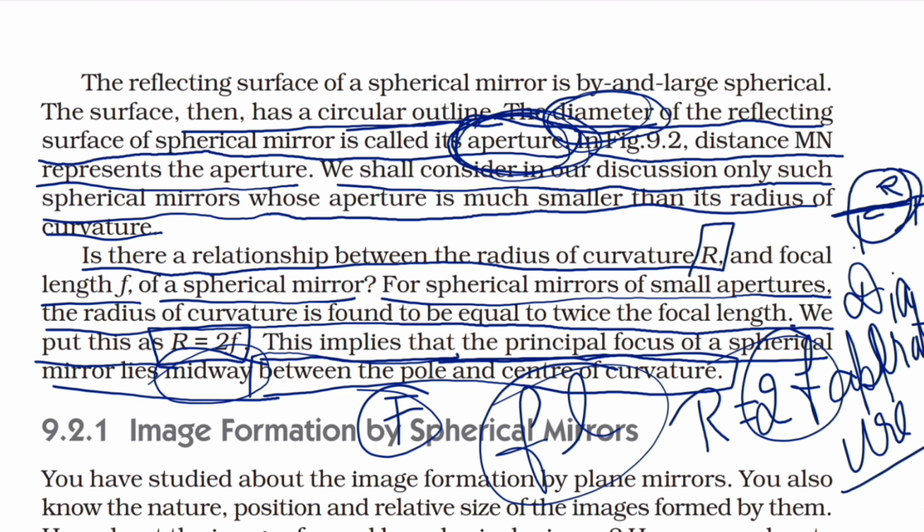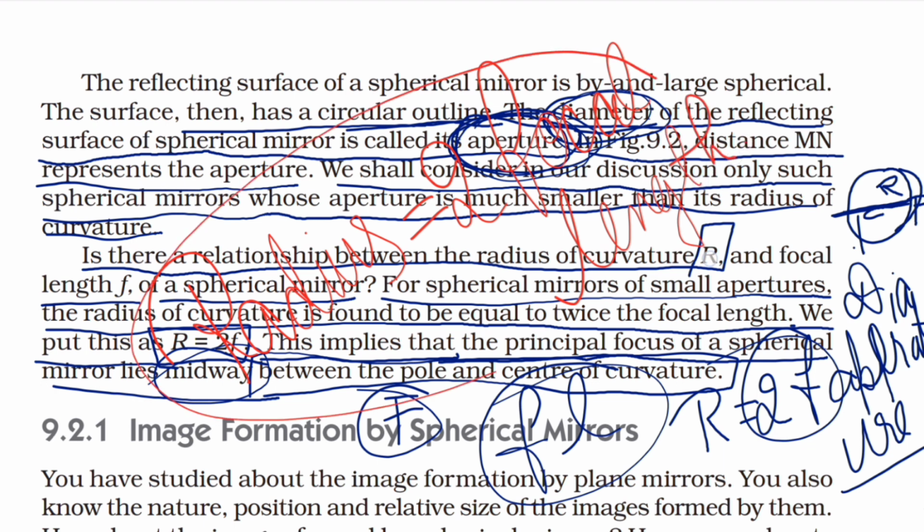Here it is very important that R = 2f: radius equals 2 times the focal length. We have to keep it in our mind. The radius of curvature is equal to twice the focal length.